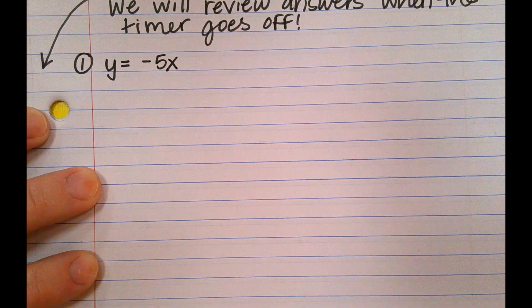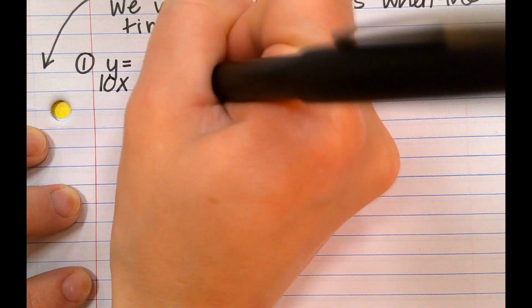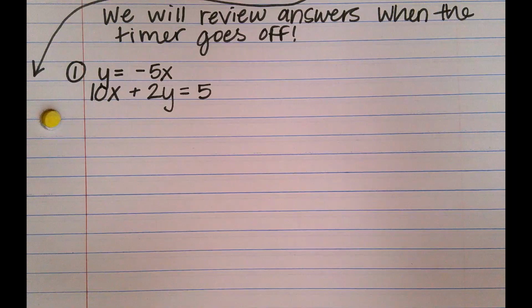That system has one equation that is y equals negative 5x, and my second equation is 10x plus 2y equals 5. So when we are using substitution to solve an equation, what is a good first step for this problem?